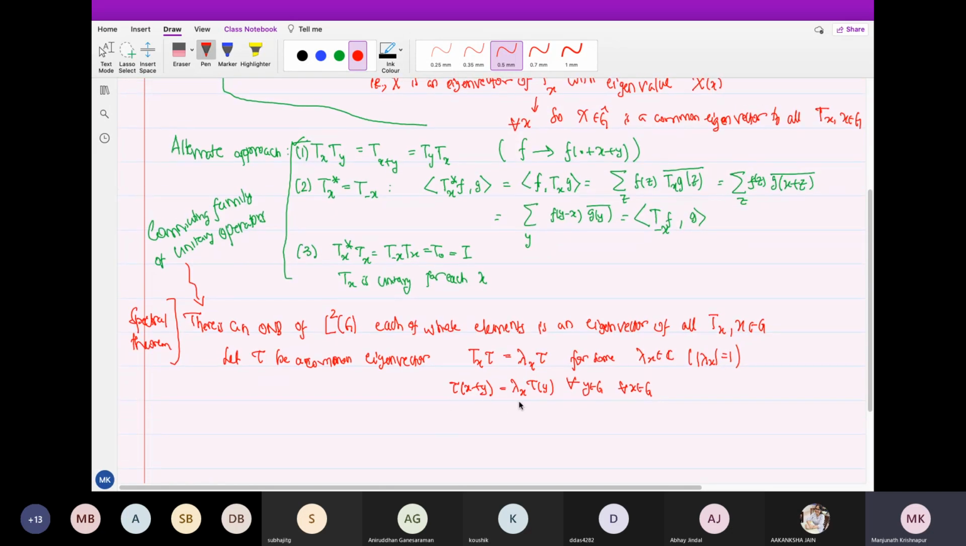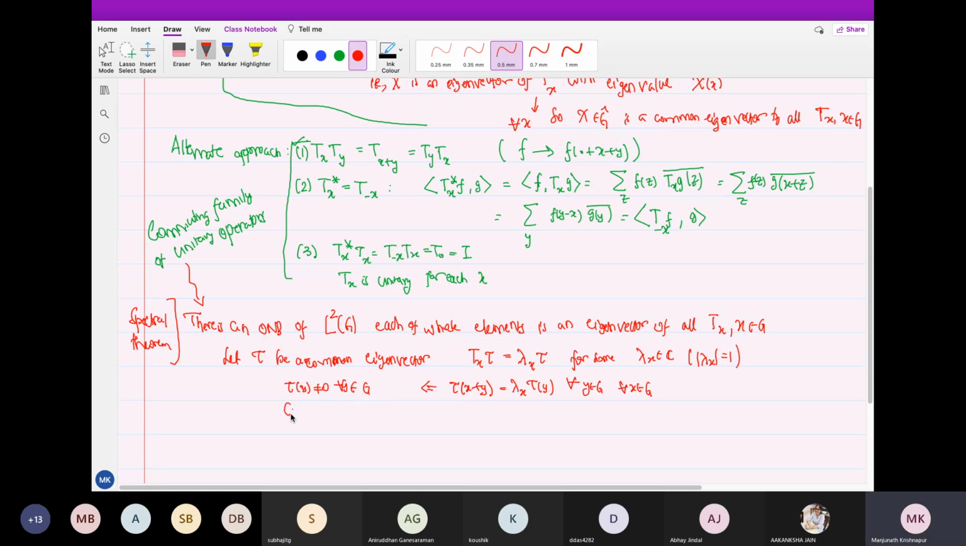Now one point from here is what this implies: tau is not 0. So from this we get that tau of y is not equal to 0 for all y in the group. Because, being an eigenvector, there is some coordinate which is not 0. There is some y for which tau of y is not 0, but then tau of x plus y is also not 0, right? So for every x, you see that tau is never vanishing.